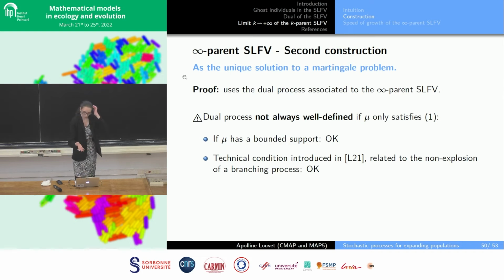To show that the martingale problem has a unique solution, as I said, we use the dual process, which is actually not always well defined. To control its jump rate, we obtain a very technical condition which is related to the non-explosion of a branching process. But this condition is satisfied if the radius of reproduction events is bounded, which is the case in which people usually work. So it's not that much of a problem, actually.